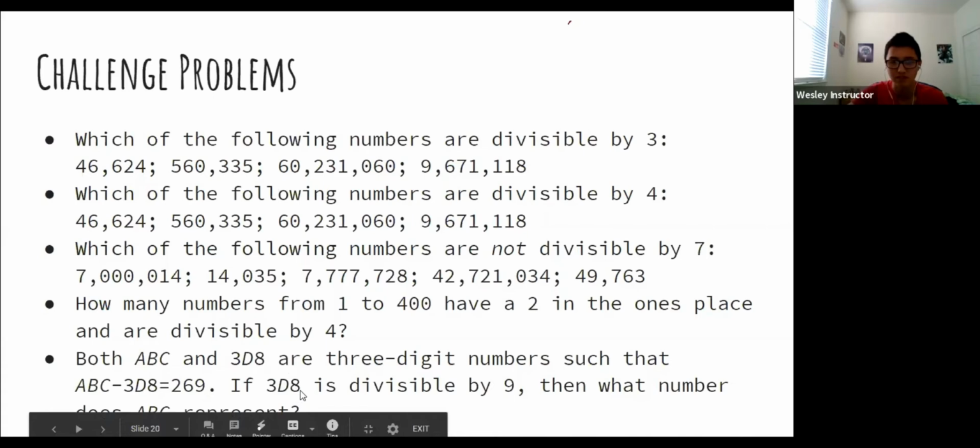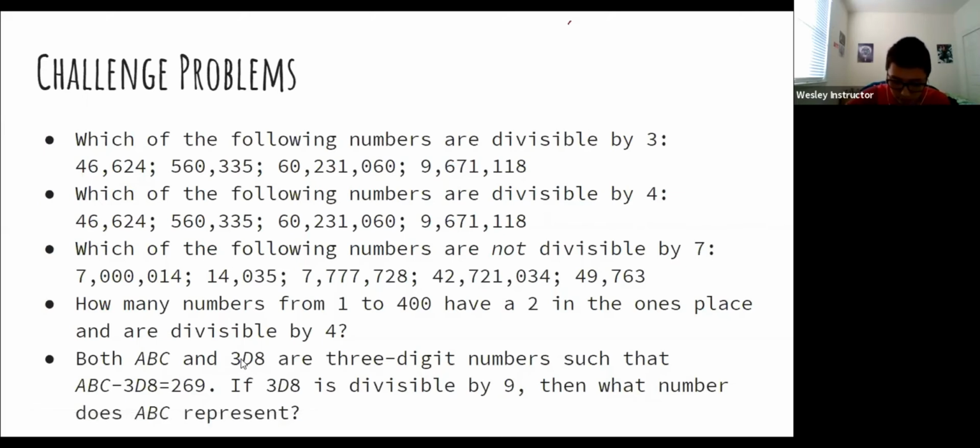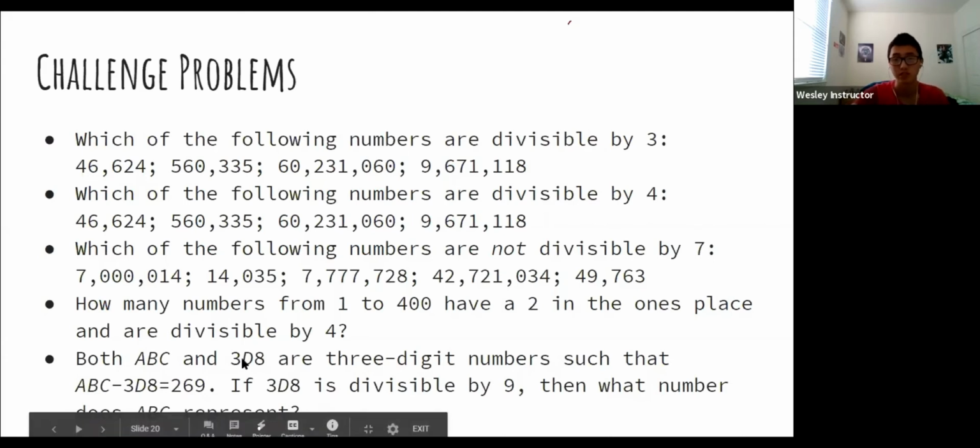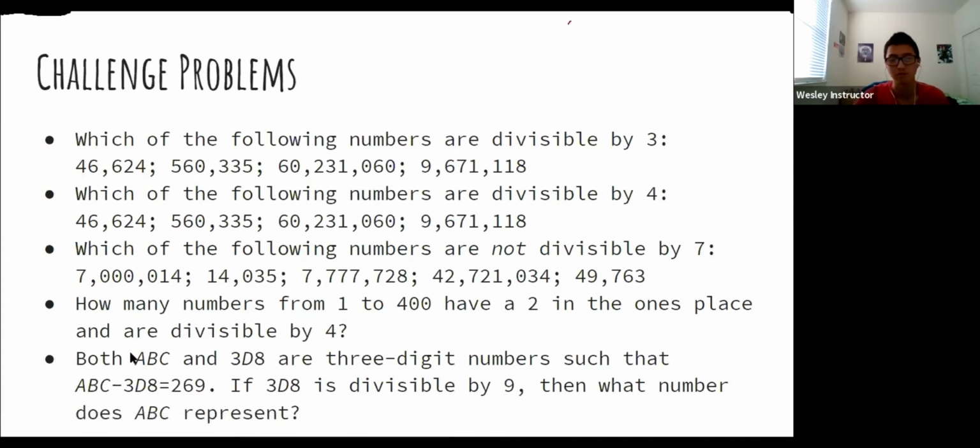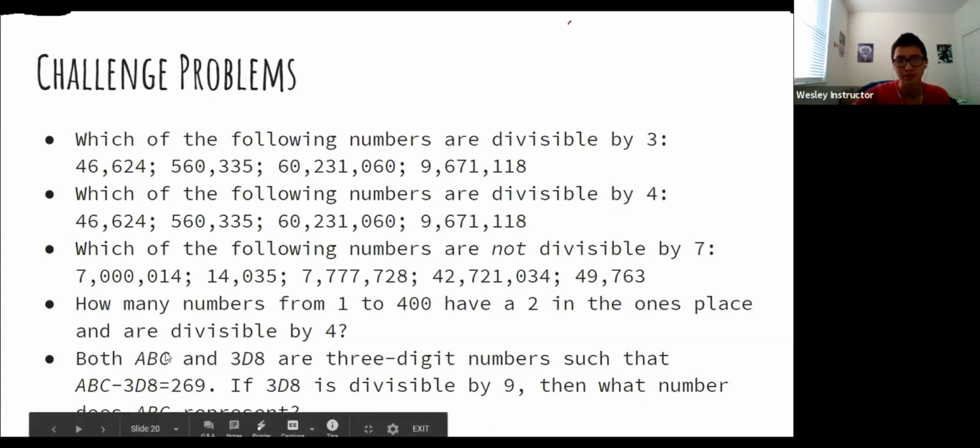So 378. We know this number, so all we have to do is find ABC. We just add 378 to 269, and that number is 647. So the answer to the last one is 647. Once again, algebra: we represent numbers with variables or letters. So these letters represent numbers.